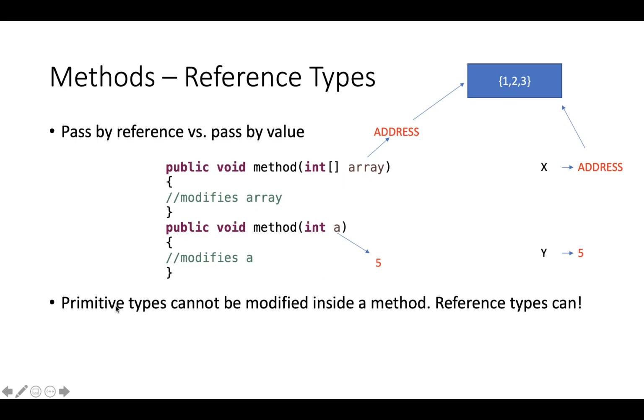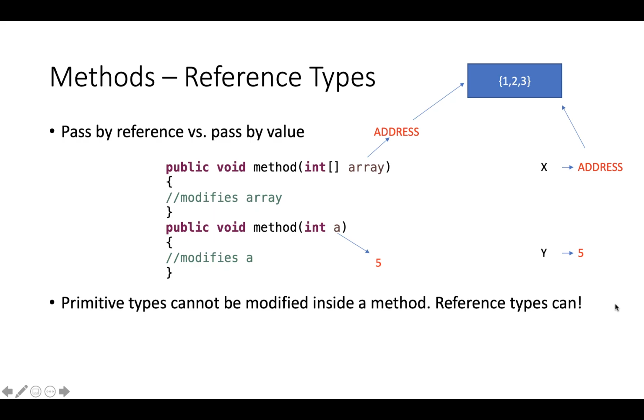So to sum this up, primitive types cannot be modified inside a method, but you should understand why. So that was this second example down here. But reference types can be modified inside a method. Just like if I were to modify array here, you can see that it modifies something that actually existed outside of the method. This is an important difference to note.